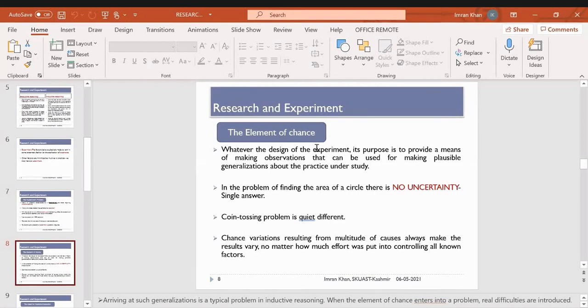So the elements of chance, what are those? Whatever the design of the experiment, its purpose is to provide a means of making observations that can be used for making plausible generalization about the practice under study. As I said, you have to move from the particular to the generalization case. So you have to make it plausible.